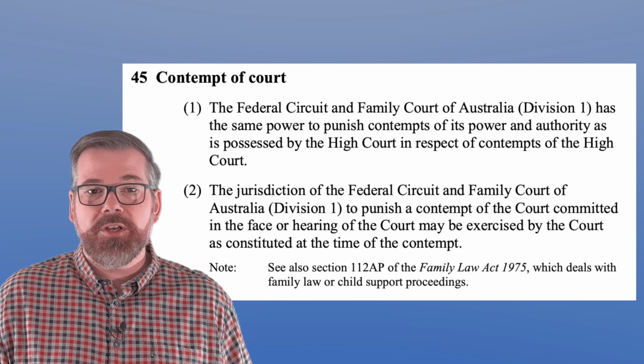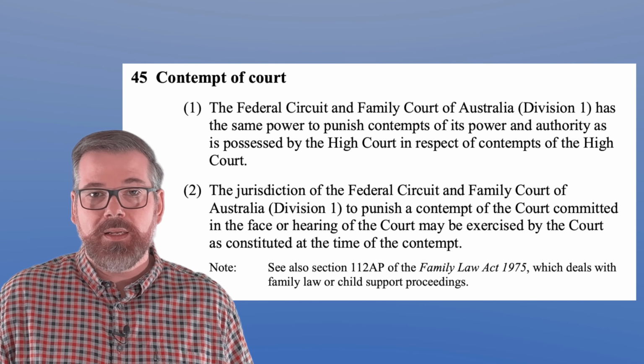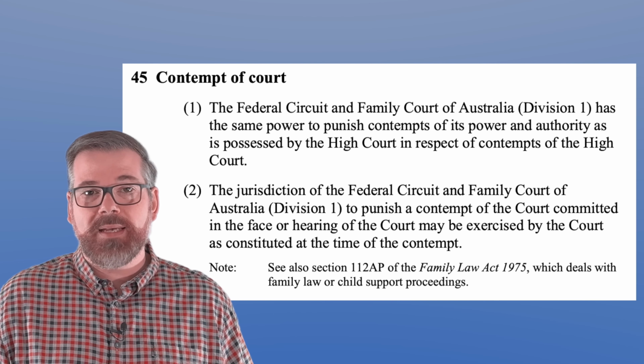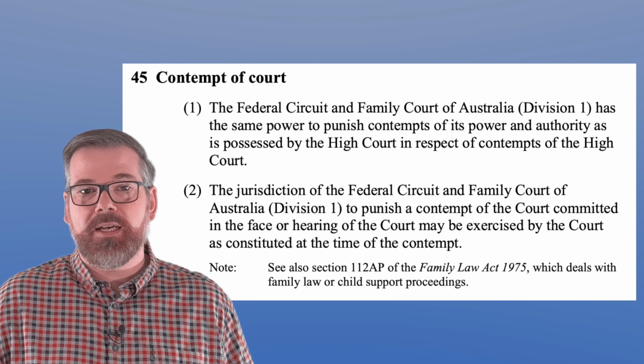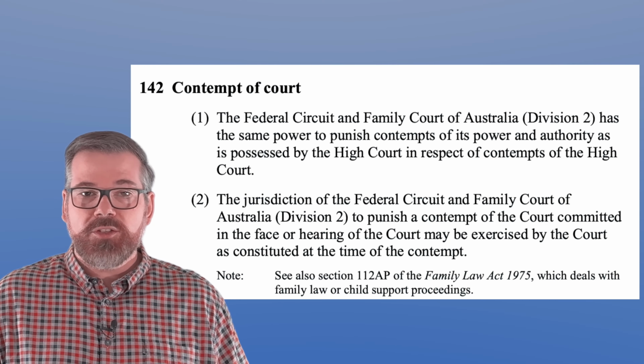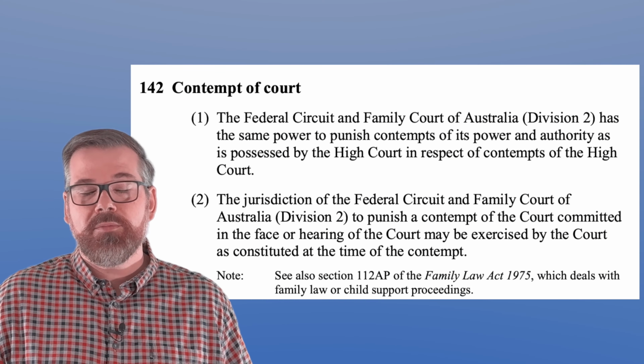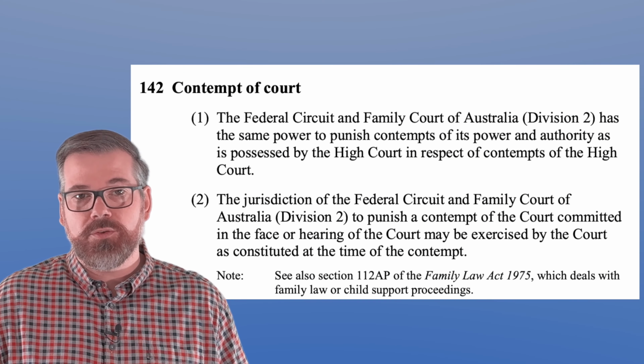The family law courts have power to punish contempts. Section 45, subsection 1 of the Federal Circuit and Family Court of Australia Act 2021 provides the following. The Federal Circuit and Family Court of Australia Division 1 has the same power to punish contempts of its power and authority as is possessed by the High Court in respect of contempts of the High Court. Section 142, subsection 1 provides the mirror provision for Division 2.